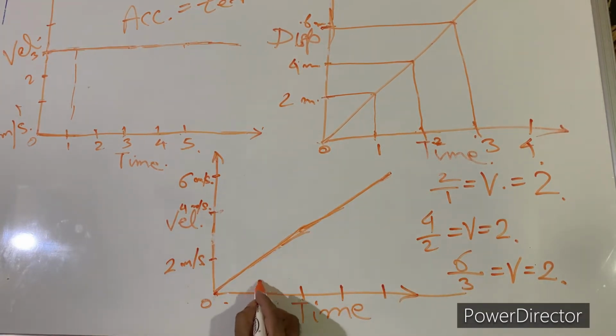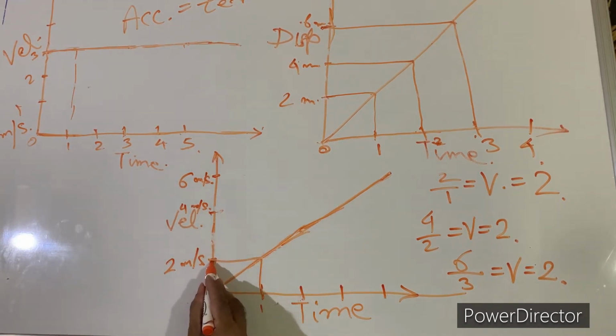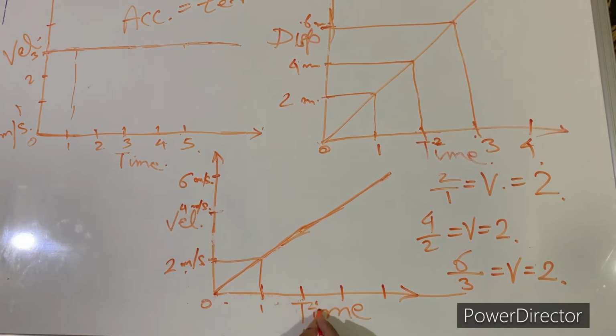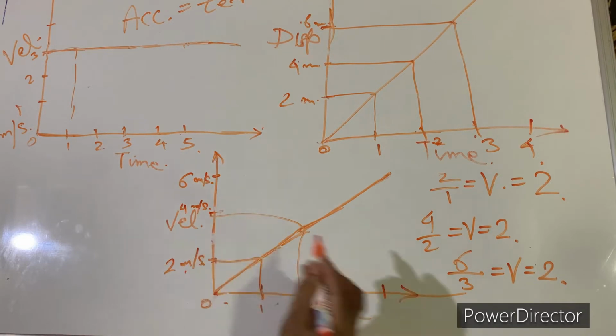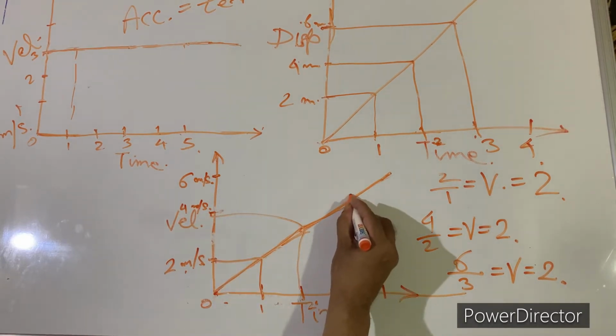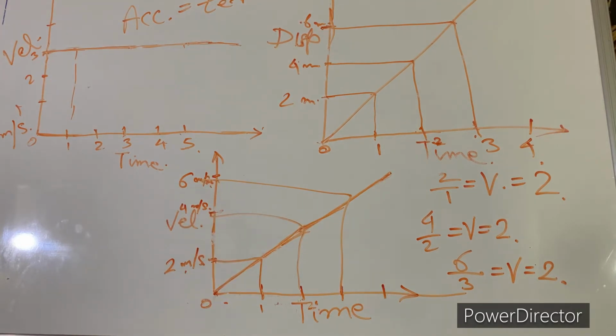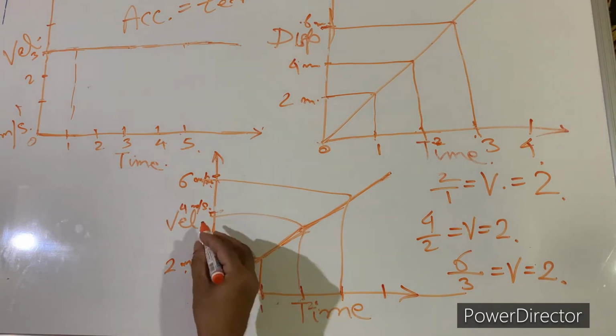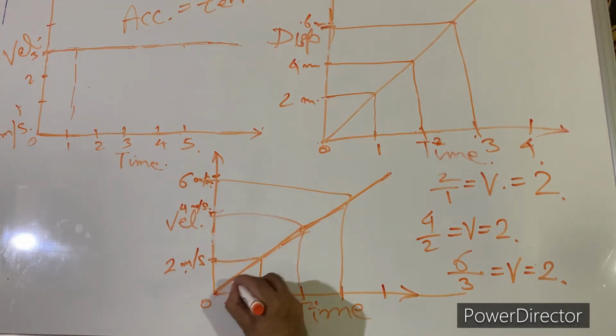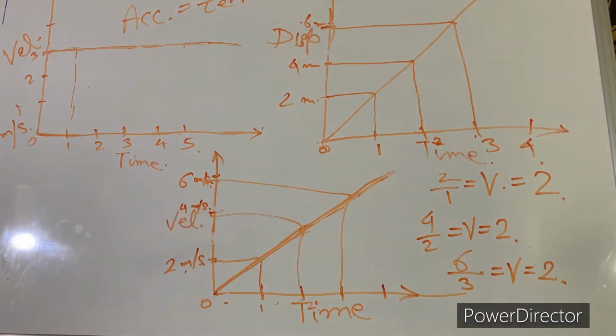So what you will notice here is after 1 second, the velocity was 2. When the time became 2 seconds, the velocity of the body became 4. After 3 seconds, the velocity of the body became 6 meters per second, and so on. So we see that the velocity of the body is increasing at a constant rate. Is it clear to you? Velocity of the body is increasing at a constant rate, which is signified by this straight line.